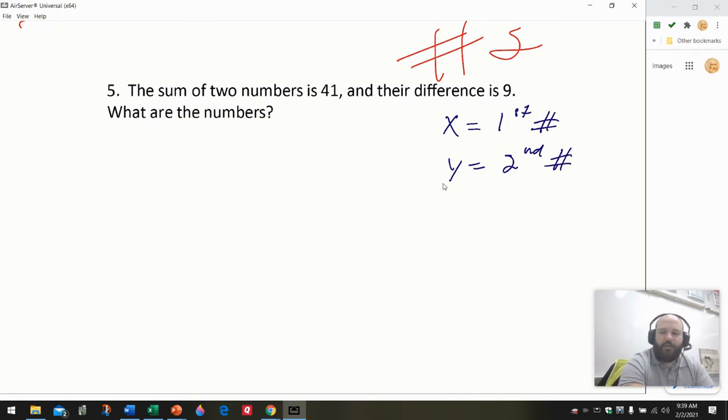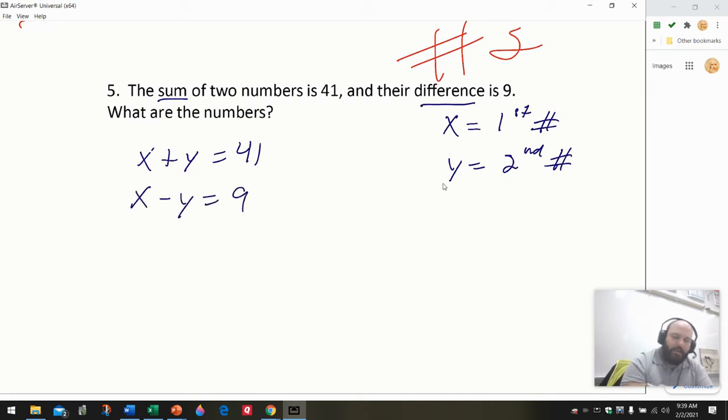And then we need to look within the problem to actually come up with the equations that we would write. So it says the sum of two numbers is 41. Recall that the word sum means to add. So if you were to add x plus y, that will equal 41. Now the second part says, and their difference is 9. And also recall that the word difference means to subtract. So then that means x minus y would be 9. So there you go. We've got the two variables defined.